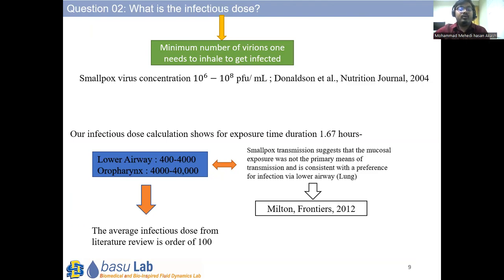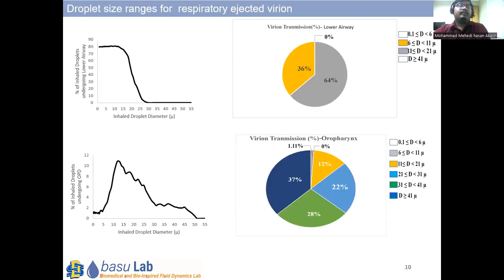The infectious dose range also supports our literature review, which is of the order of 100. Note that the smallpox virus concentration is 10 to the power 6 to 10 to the power 8 plaque forming units per milliliter. The particle distribution ranges for higher virion transmission in the lower airway and the oropharynx are respectively 11 to 21 microns, and for the oropharynx it is greater than 41 microns.